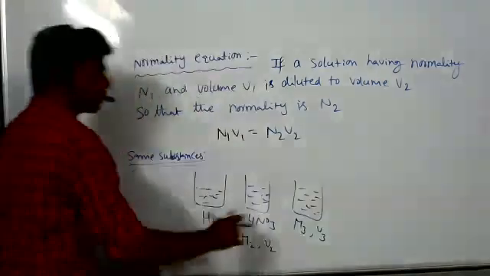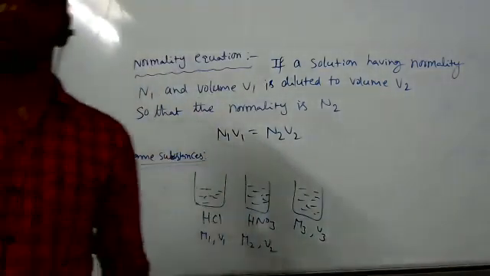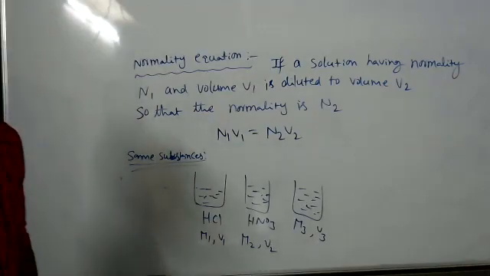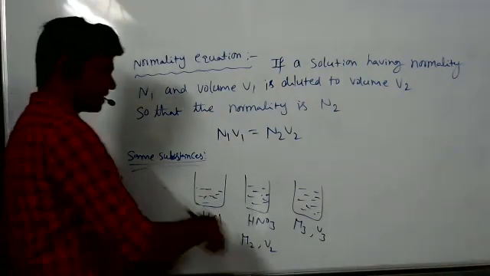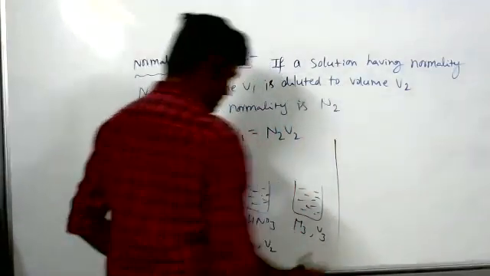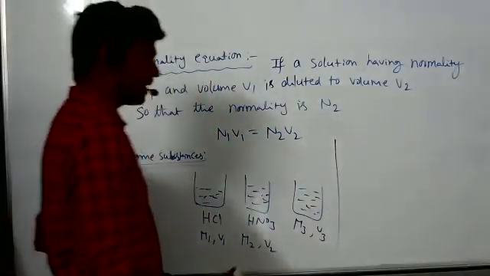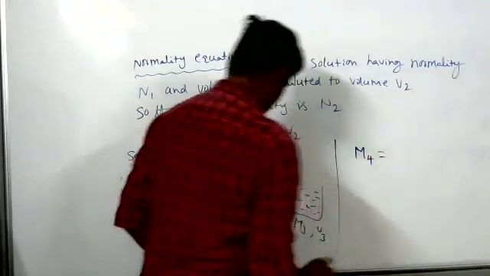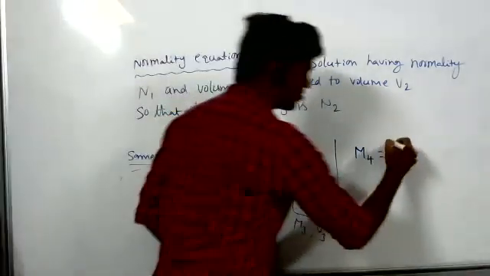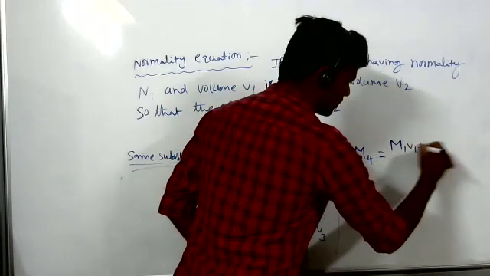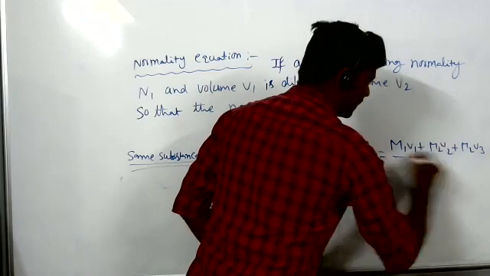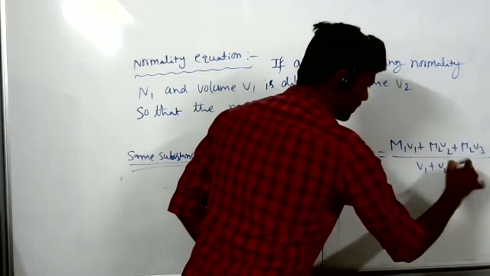So all are acids only. They won't react, we know. If you mix, it forms a mixture only. It won't react and won't give any new product. So on mixing of these substances, we need the resultant concentration M4. Resultant concentration M4 is equal to M1V1 plus M2V2 plus M3V3 divided by V1 plus V2 plus V3.